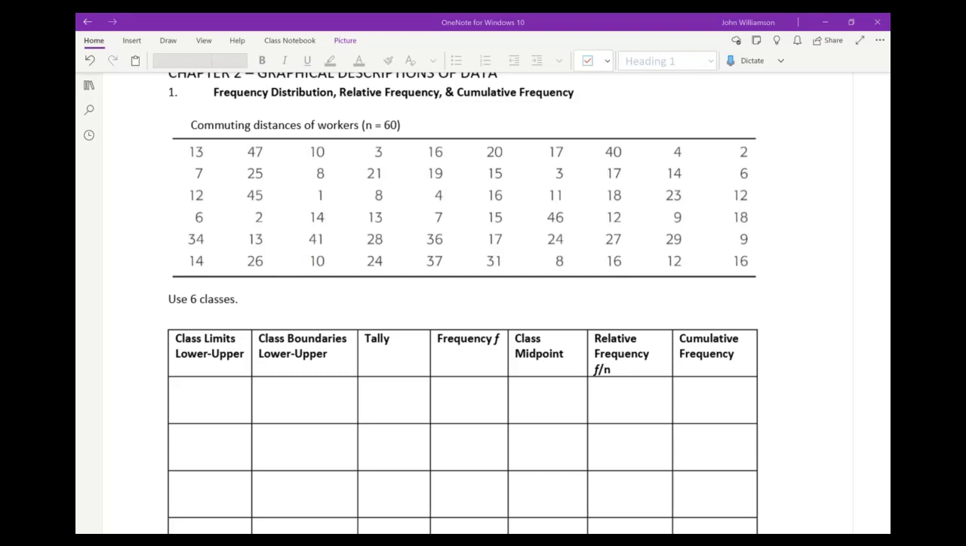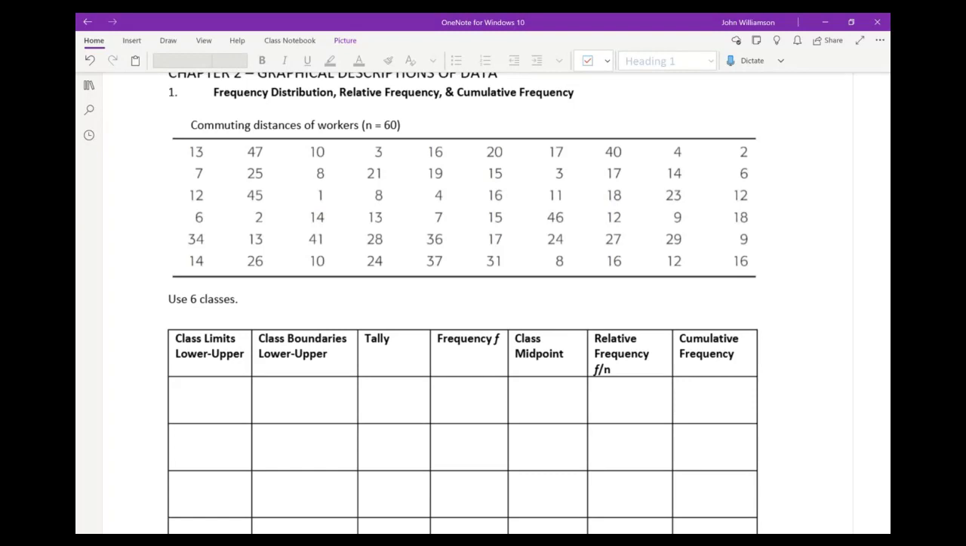I will always start out by giving you exactly what you see here. You're going to have this blank table layout, so you don't need to remember what goes in the frequency table. All you need to remember is how to fill it in. You don't need to worry about knowing that you have to have class limits, class boundaries, frequency, a midpoint, relative frequency, cumulative frequency. You just have to know how to calculate those pieces.